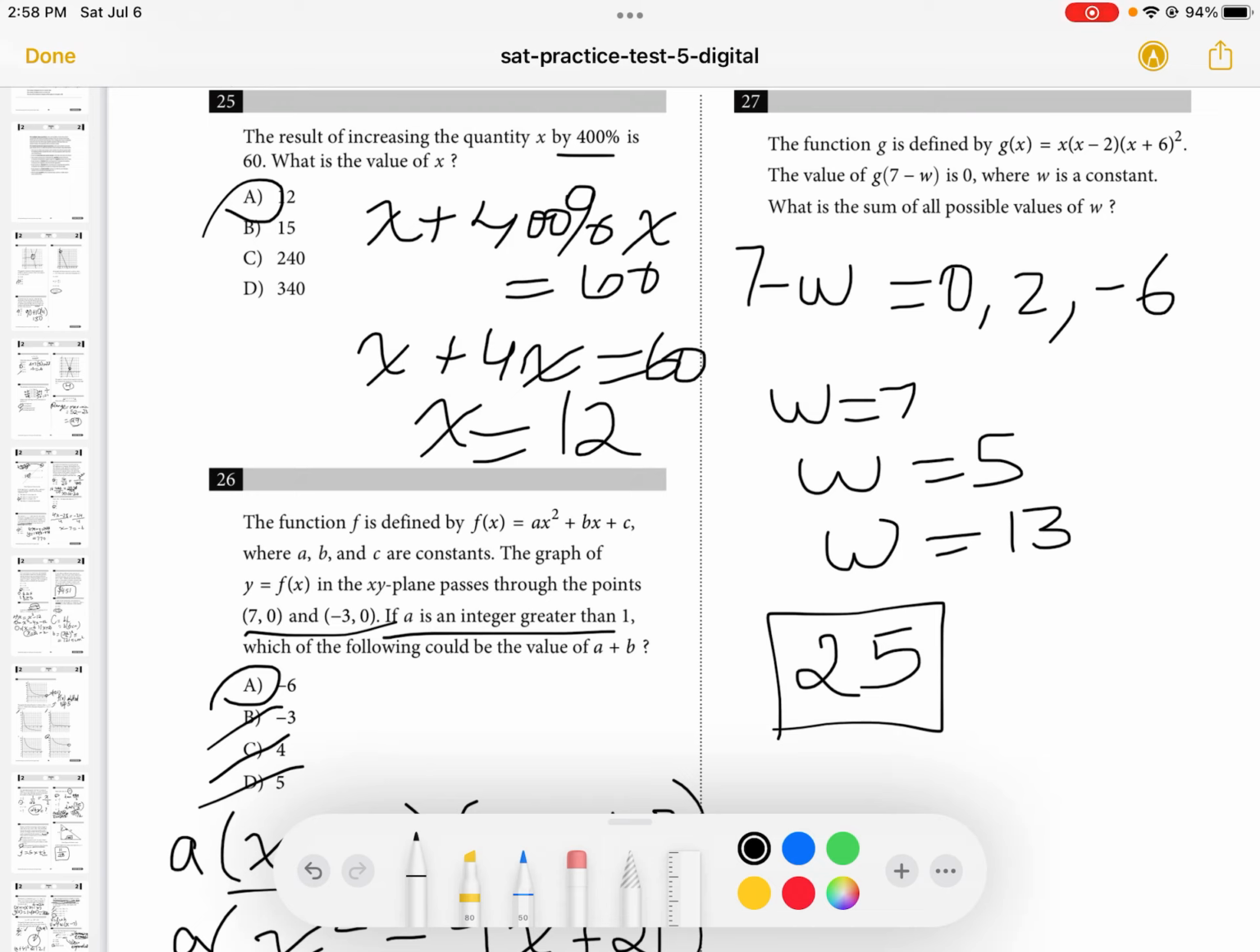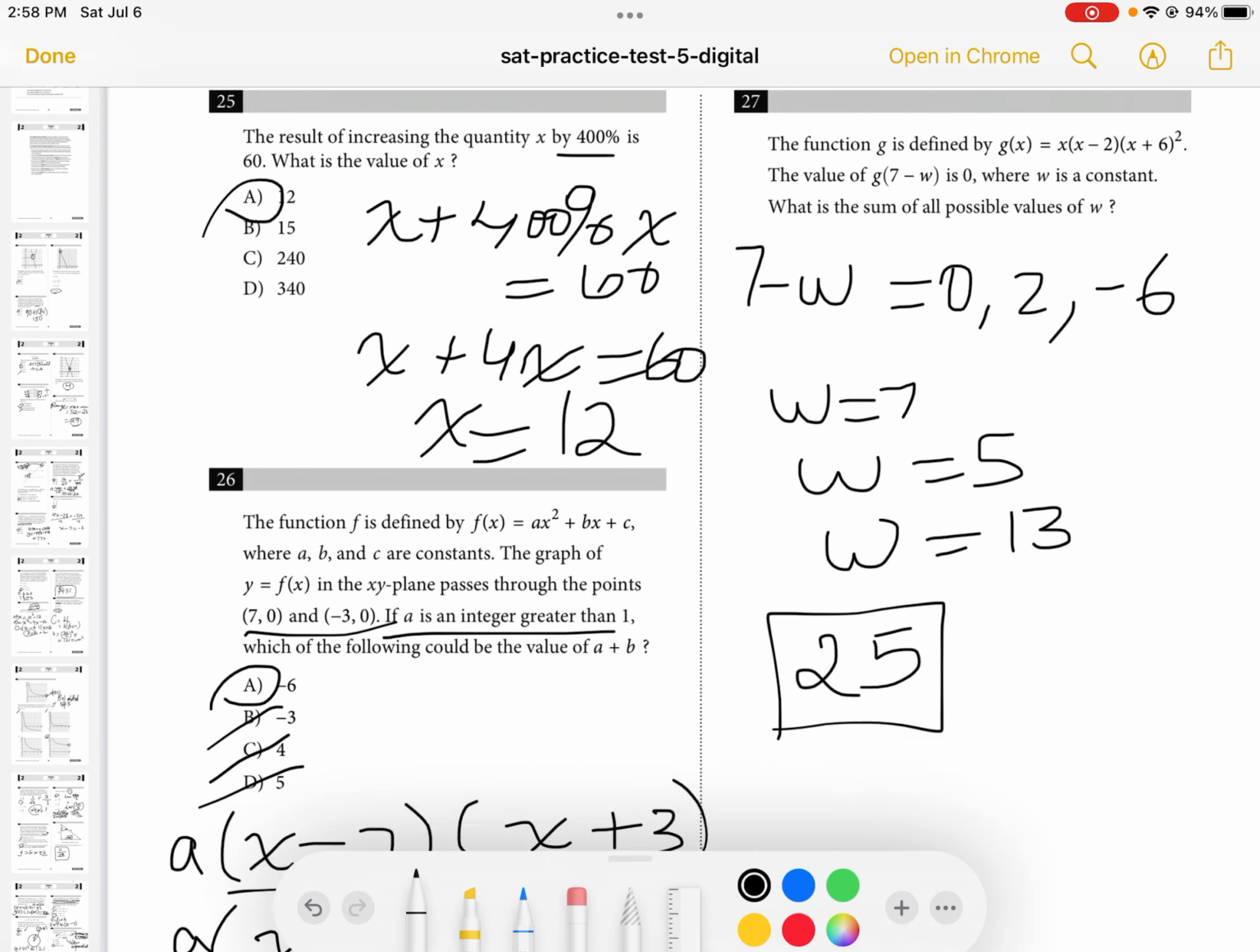Right? Let's make sure. 13, 5, and 7. Yep, okay, good.